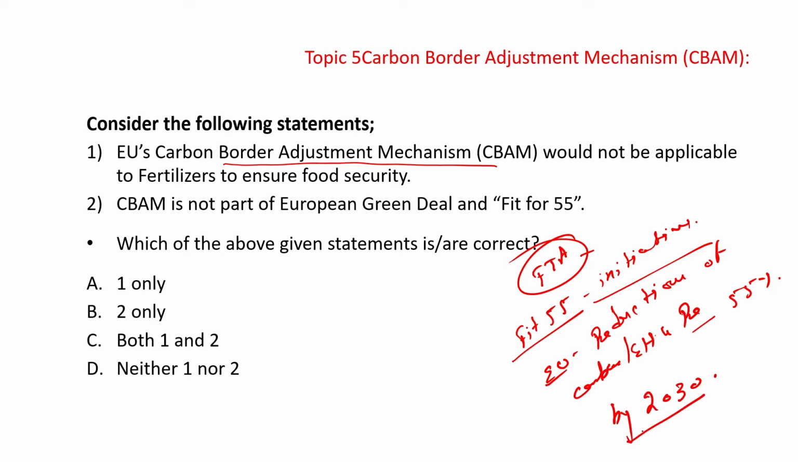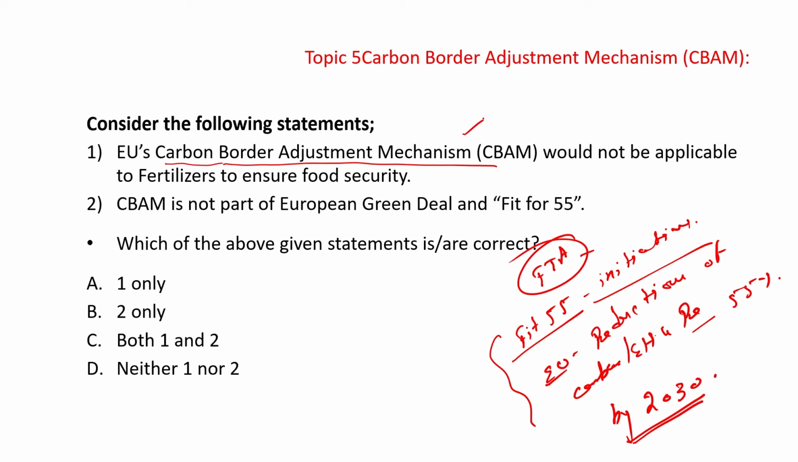That by 2030 there will be a 55% reduction in the greenhouse gas emissions, and this is called the Fit for 55 initiative. And the CBAM, that is the Carbon Border Adjustment Mechanism, is a part of that.